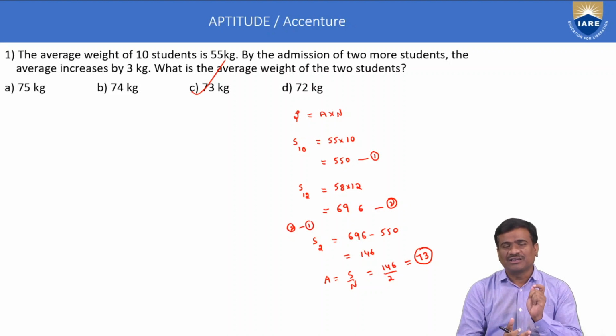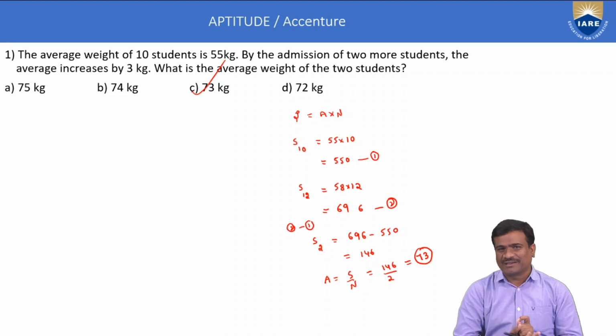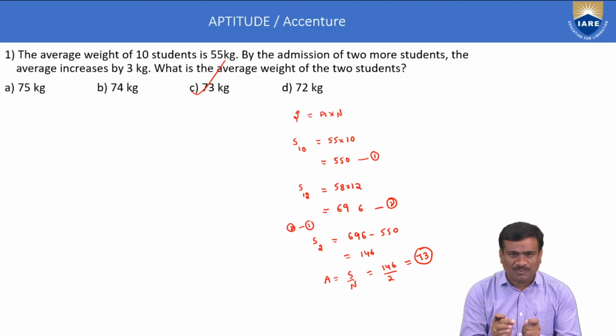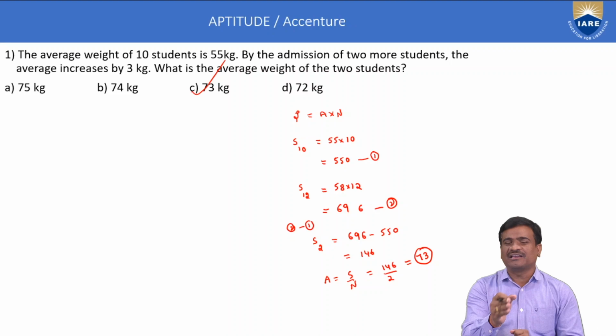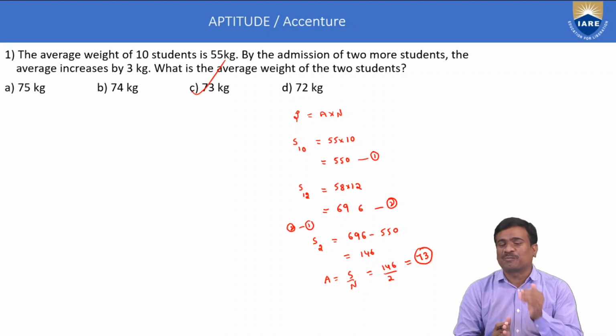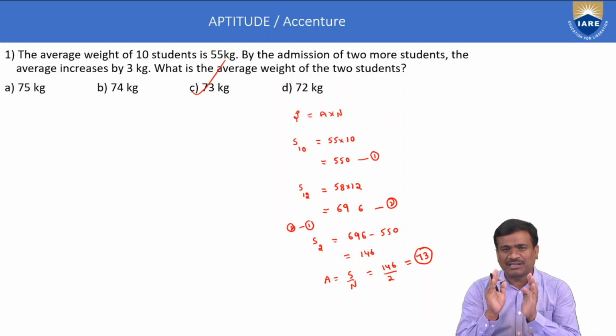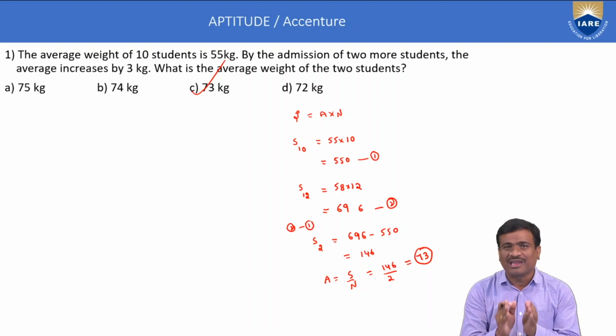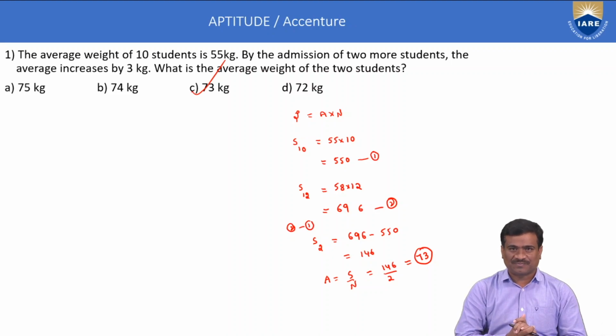Average concept uses only one single method. The entire topic of average uses only one method, that is A = S/N. If we know the perfect meaning of A, S, N, then this topic is completed. You may write any competitive exam, there will be a minimum of 1 or 2 marks only from the average concept. This is about the average concept.